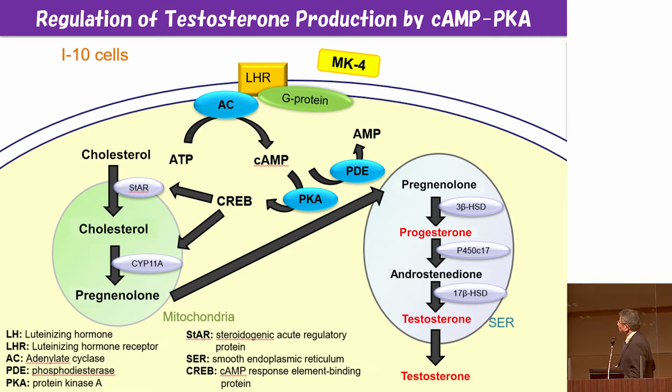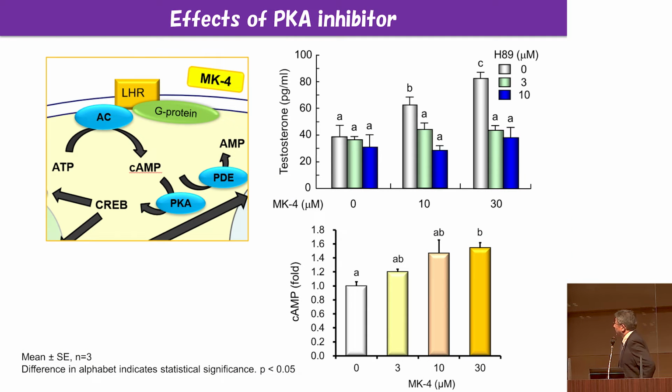When we looked into how menaquinone-4 stimulates this signaling pathway, an inhibitor of protein kinase A, H89, completely blocked the testosterone production that was elevated by menaquinone-4. We also found the elevation of cyclic AMP levels in menaquinone-4 treated cells.